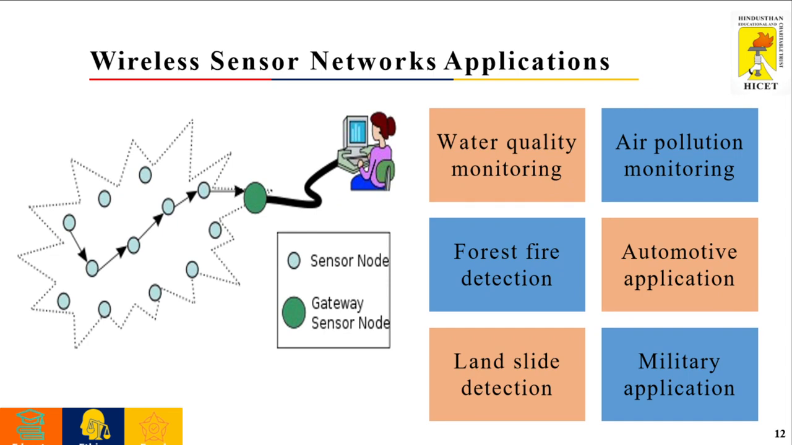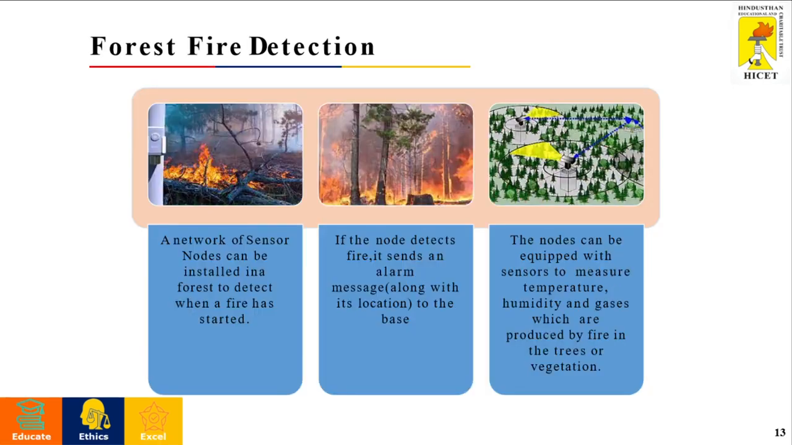These are some of the applications we can list for the wireless sensor network: water quality monitoring, air pollution monitoring, forest fire detection, automotive applications, landslide detection, and military applications. First, for forest fire detection, a network of sensor nodes can be installed in a forest to detect when a fire has started. All the nodes have sensing capacity, so they try to detect the fire and send an alarm message to the base station, which is located at a far distance. These nodes can be equipped with sensors to measure the temperature, humidity and gases produced by the fire in the trees or vegetation.